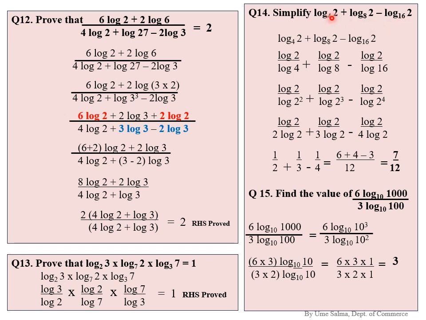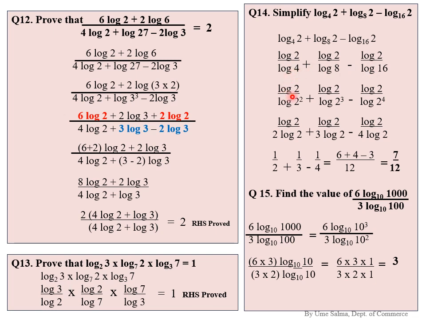As you can observe in these problems, the bases are different. Hence you cannot proceed with the problem using the other laws. The only law applicable at this stage will be the change of base law. So that's why you take log 2, and this base will become the denominator, log 4, plus log 2 by log 8, minus log 2 by log 16.